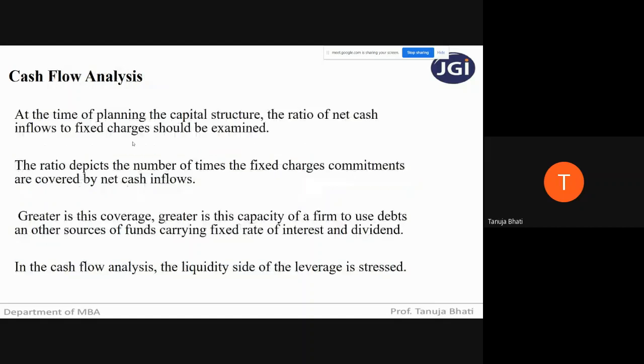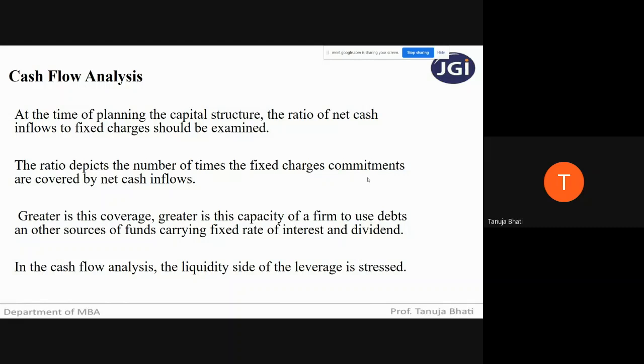Next, cash flow analysis. At the time of planning the capital structure, the ratio of net cash inflows to fixed charges should be examined. The ratio depicts the number of times the fixed charge commitments are covered by the net cash inflows. See students, what are fixed charge commitments? In case of debentures, interest you have to pay is fixed, it is not variable. Dividend to equity shareholders is variable, but interest to debenture holders is fixed. Dividend to preference shareholders is fixed. Interest on term loans is fixed.